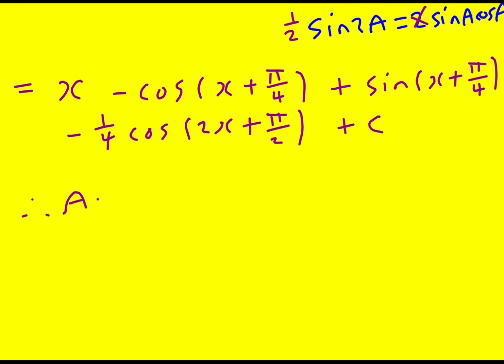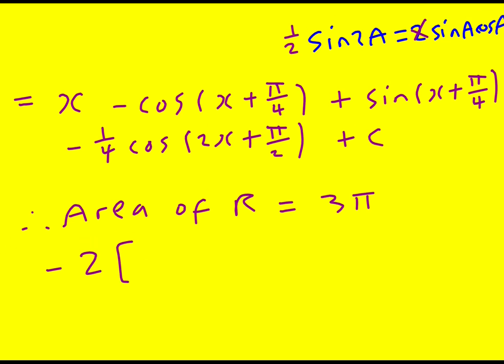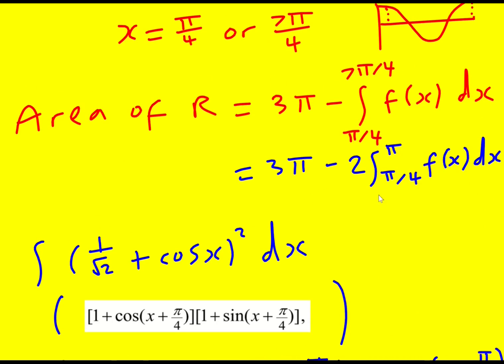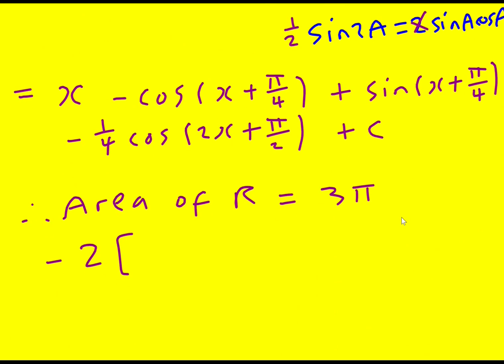Therefore, the area of R will equal that 3 pi that we had minus 2 lots. Just going to remind you where this came from here. So I've worked out the integral without the limits, but now I've got 2 lots of it with the limits pi over 4 and pi.